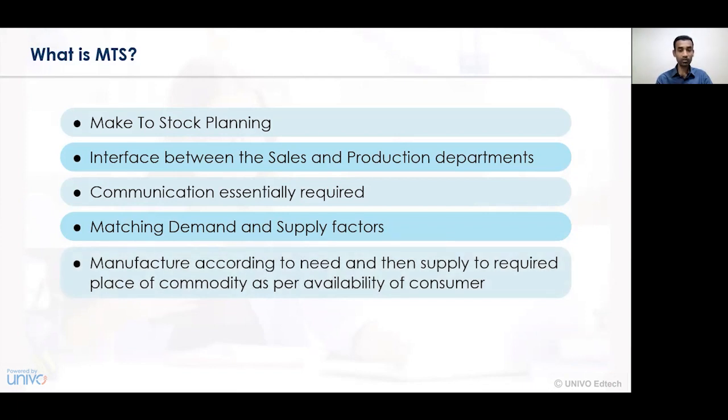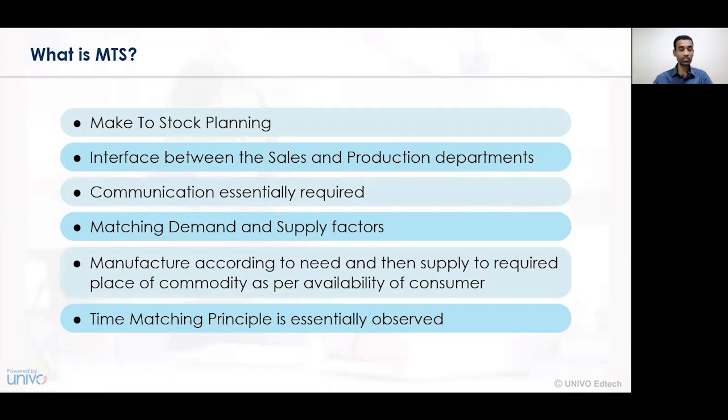The MTS scenario focuses on what goods are to be manufactured, how they have to be manufactured, and when they have to be delivered. All those concepts deal with ATO and MTO, but MTO focuses on what quantity of goods and services needs to be manufactured, and when it has to be supplied to the market. Hence the coordination between the sales and the production department is essentially required, and based on the number of customers in the market, the production department has to take the decision of producing. The time matching principle is essentially observed.